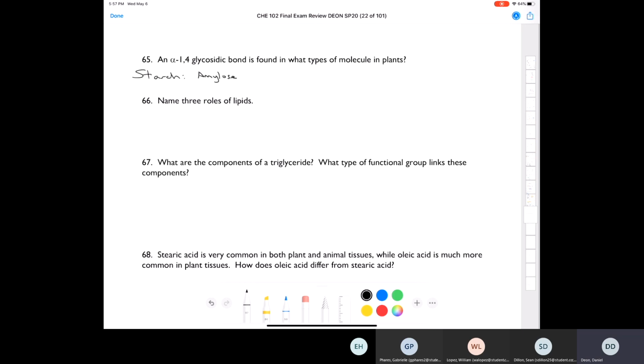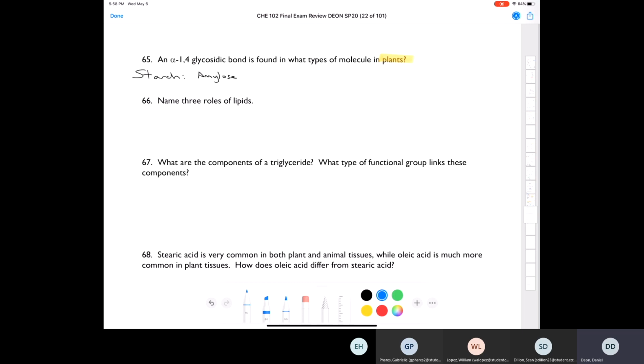Sorry, what was I trying to say? Yeah, you have alpha-1,4 glycosidic bonds in glycogen as well, but glycogen is the storage molecule of glucose in animals. And this question specifically asks us about plants. So that's why we're going to put amylose as our answer. The next one is more of a discussion problem.